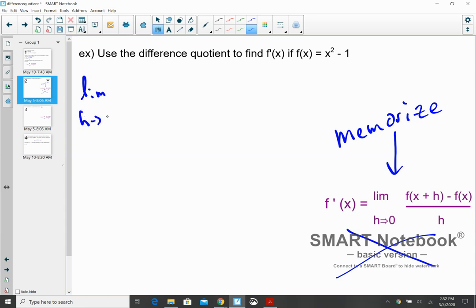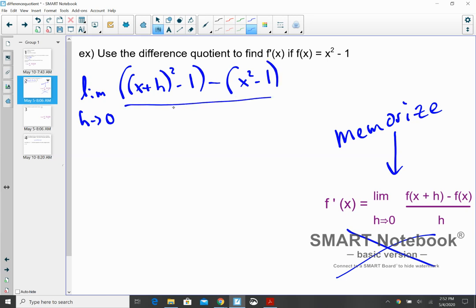So the limit as h goes to 0 of, now, f of x plus h. So that means you're going to plug in an x plus h everywhere you see an x in the function. So right there, that is f of x plus h. All right, and what I'm going to do is put an extra set of parentheses around that guy, so I can space them out from f of x, x squared minus 1. And this guy's going to be over h.